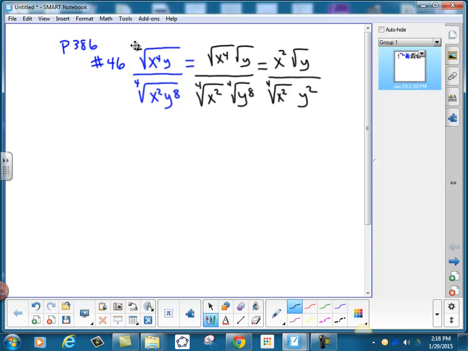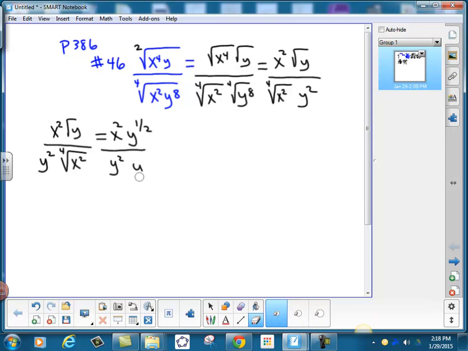So what I have here is x to the second square root of y, and then on the bottom I have y squared, the fourth root of x squared. Now this may be a little bit easier to see if I write this as a fractional exponent, especially on the denominator, but I'll go ahead and do the top here also. So this will be x squared and then y to the 1/2 power. And the bottom will be y squared and then x to the 2/4 power.